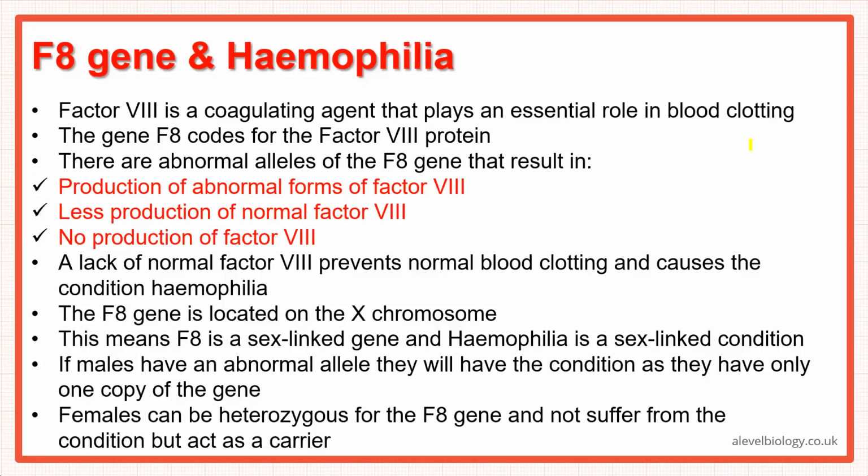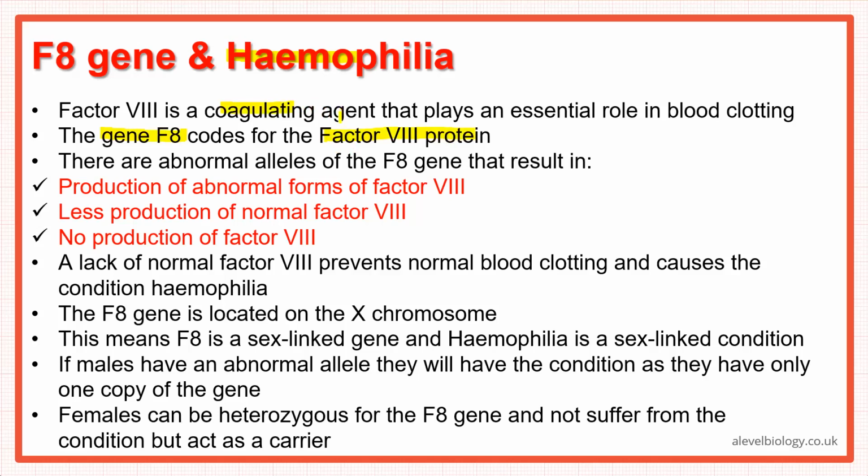All right. So the 4 diseases caused by genetic mutation that we have to talk about, as per our syllabus, are hemophilia, albinism, sickle cell anemia, and Huntington's disease. So let's talk about what happens in hemophilia. Hemophilia is actually caused by a mutation in the gene F8, which codes for the factor VIII protein. So factor VIII protein actually is a coagulating agent. So it plays an essential role in blood clotting.